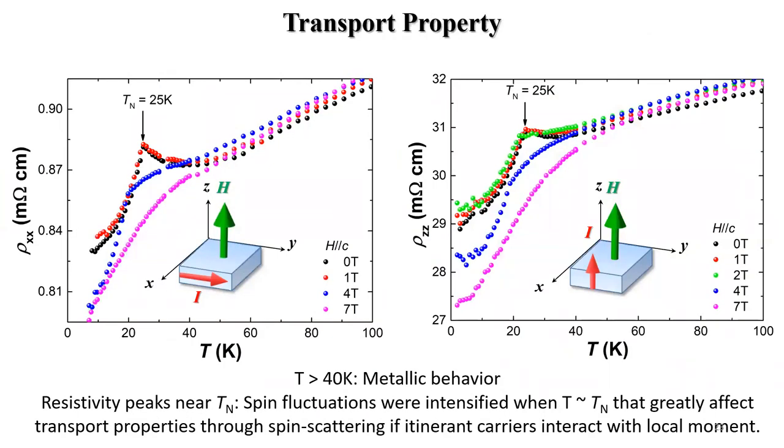Okay, then we start to run the transport property to try to spot the spin fluctuations. So from here, as you can see, when we cool down the system from 100K down to 40K, the system acts like a metallic behavior. When the system is close to the Néel temperature, the magnetic moments try to align to each other, that's why you have a peak here, and then drop. However, when we increase the magnetic field inside our measurements, then those peaks disappear.